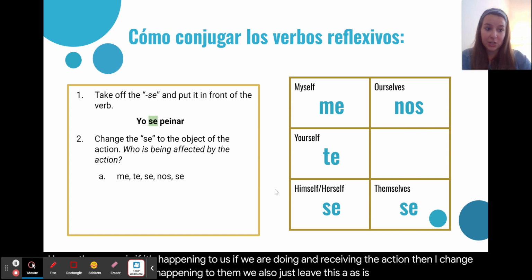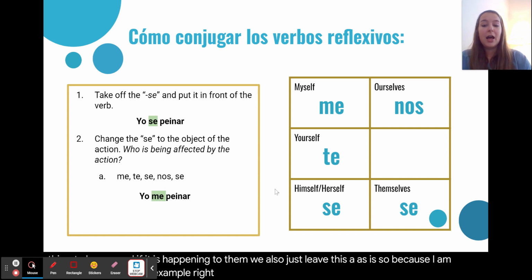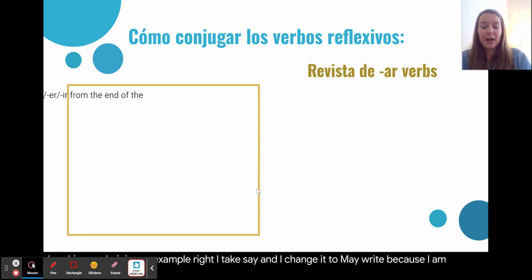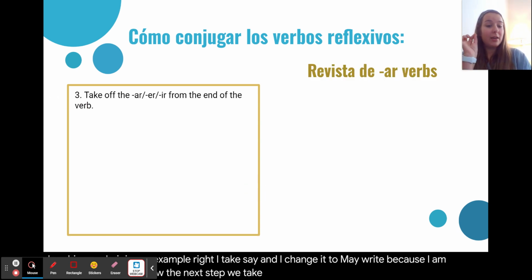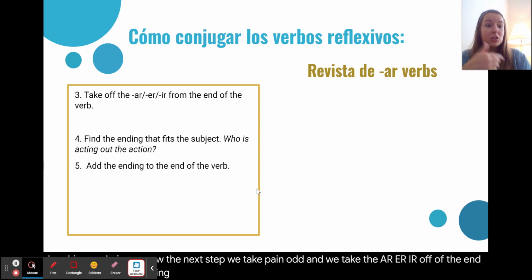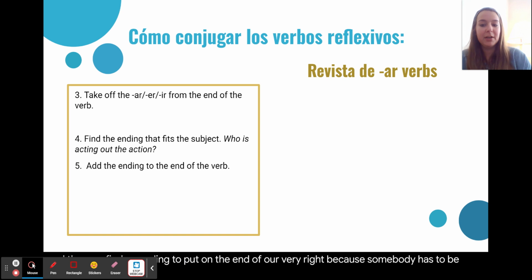So because I am brushing my hair in our example, right? I take se and I change it to me, right? Because I am brushing my hair. Bueno. Now, the next step, we take peinar and we take the AR, ER, or IR off of the end. And then we find an ending to put on the end of our verb, right? Because somebody has to be acting out the verb.